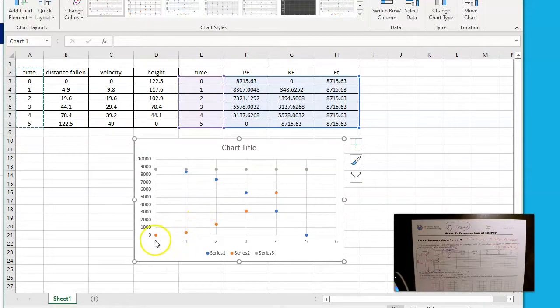So here are the times, and the potential energy starts big, so that's the blue dots. And so we can see the potential energy is decreasing, I'll say the word parabolically. It's not a linear decrease, it's parabolic. And the kinetic energy is increasing parabolically. And the ET is staying the same.